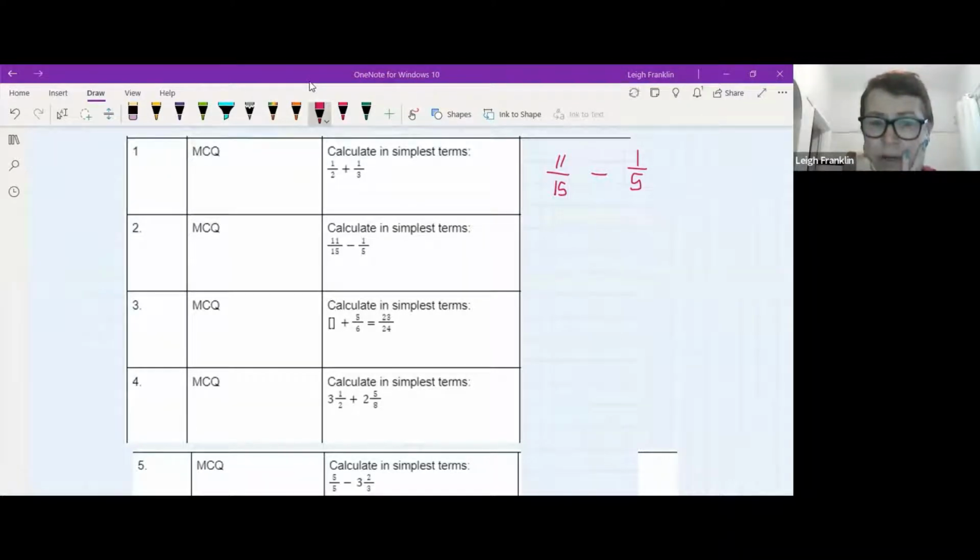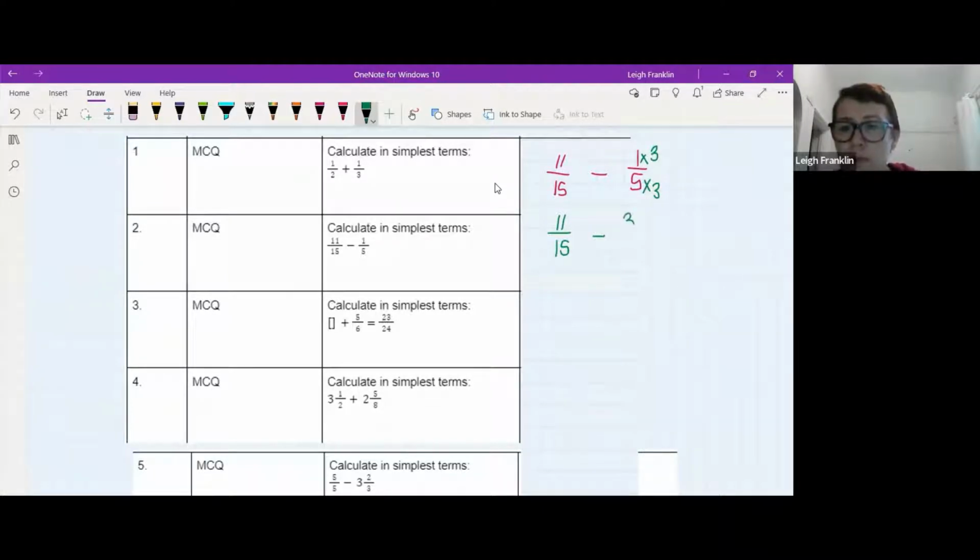Grade 7s, we need a lowest common denominator. We certainly do, Rolivo. And what would be the lowest common denominator here? 15. I agree. Would you change 11 over 15, or would you keep it the same? You'd keep it the same. I quite agree. So you have your 11 over 15. And then over here, how are you going to change this? You're going to multiply it by 3. Lovely, good. And what you do to the bottom, you do to the top.